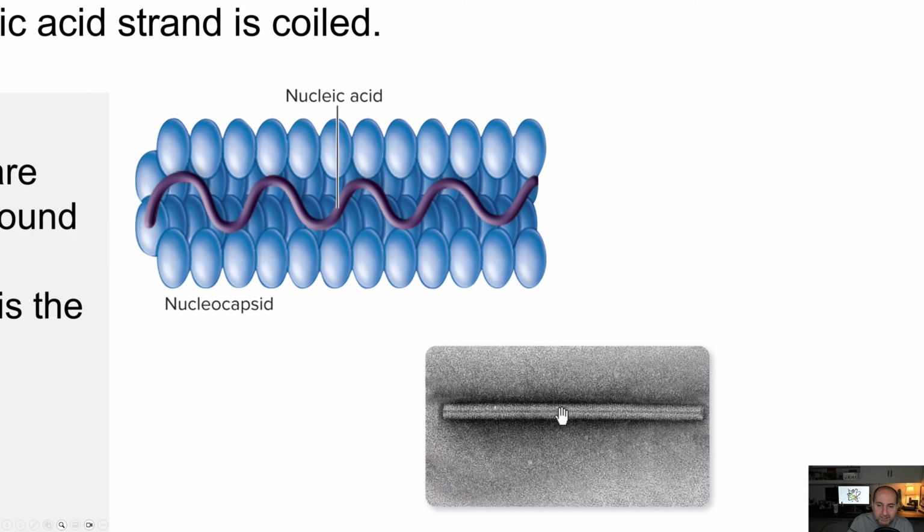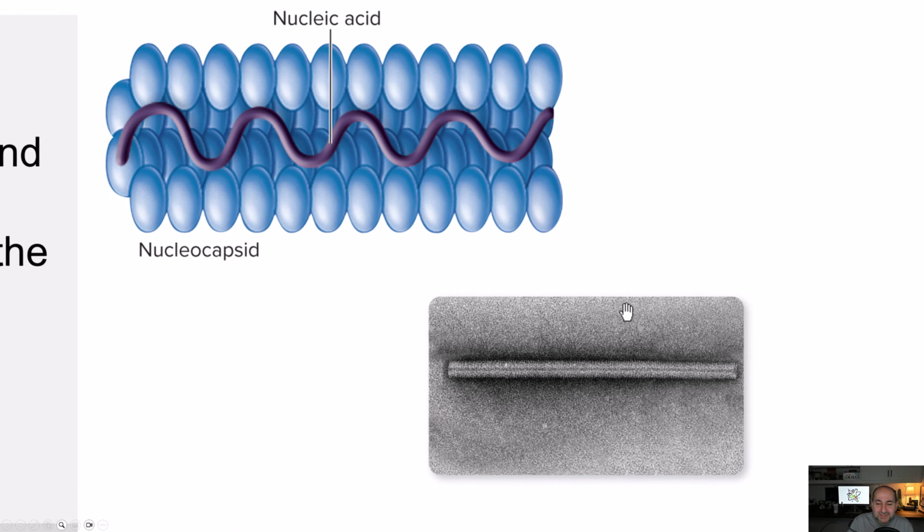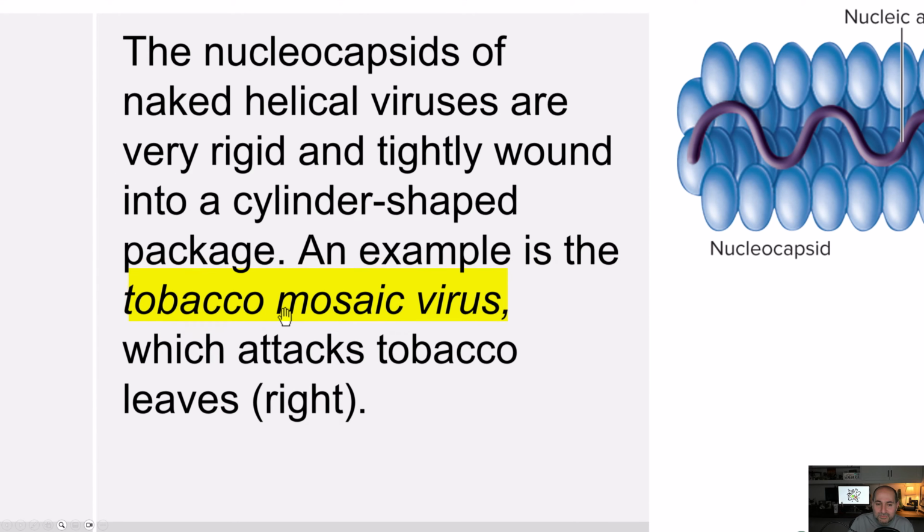Here you can see a virus with an electron microscope. That virus is helical in structure. Now, let me tell you a funny story. Again, this is a helical virus, which has the nucleic acid inside of a protein coat that's helical. It forms a long cylinder, which kind of resembles a cigarette. Am I right? This cigarette-looking virus is actually known as tobacco mosaic virus, which attacks the tobacco leaves of the tobacco plant.